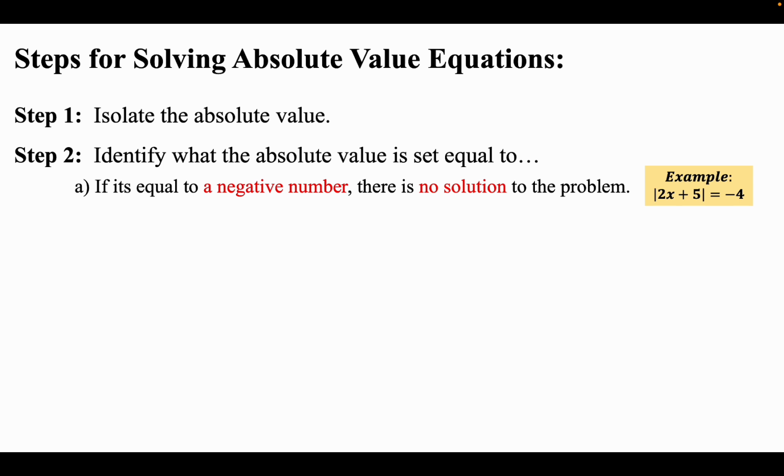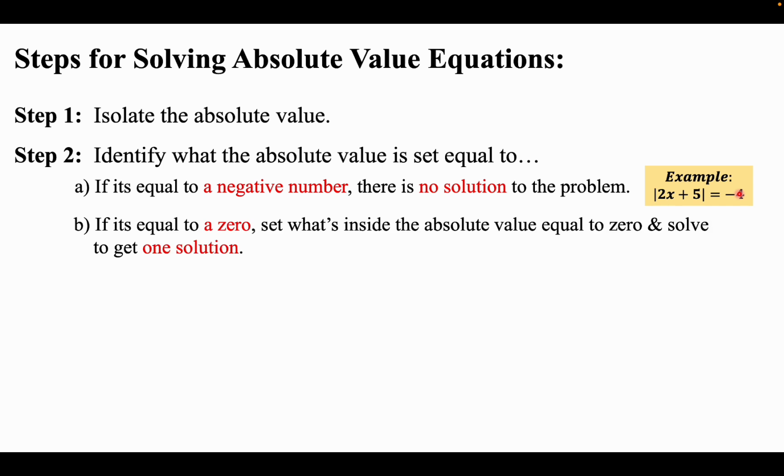One example of that would be if you have the absolute value of 2x plus 5 equals -4. It doesn't matter what x value you try to choose, you will not be able to satisfy this equation, right? You can put in whatever x value that you want here. This is always going to turn out to be positive. The smallest this could be is 0, and 0 is not equal to a negative number. So this cannot be equal to a negative number.